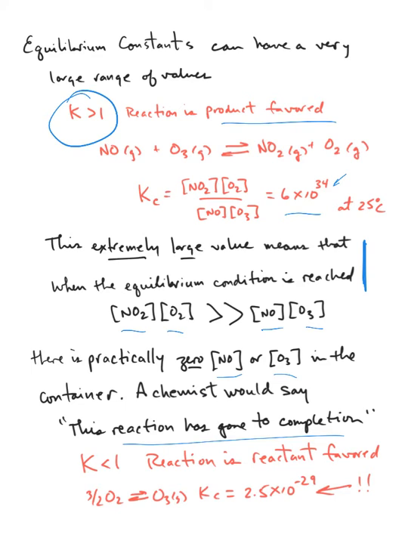There are some equilibrium constants that are less than 1. That's when the reaction is reactant favored. This one between oxygen and ozone has a Kc which is 2.5 times 10 to the minus 29. That's ridiculously small. That's a decimal and 28 zeros, then a 2. So there's hardly any of the ozone molecules, but there are a few.